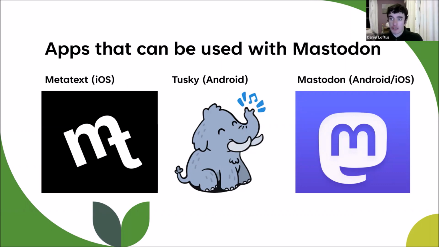Tusky is the Android version. And then you have the official Mastodon app. I did use that one for a while. Personally not a fan, but that is up to your own investigation.